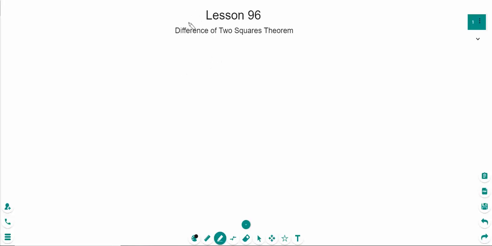Today we're going to be talking about square roots, really, and how to work with them within equations. All right, so let's go ahead and get started here.